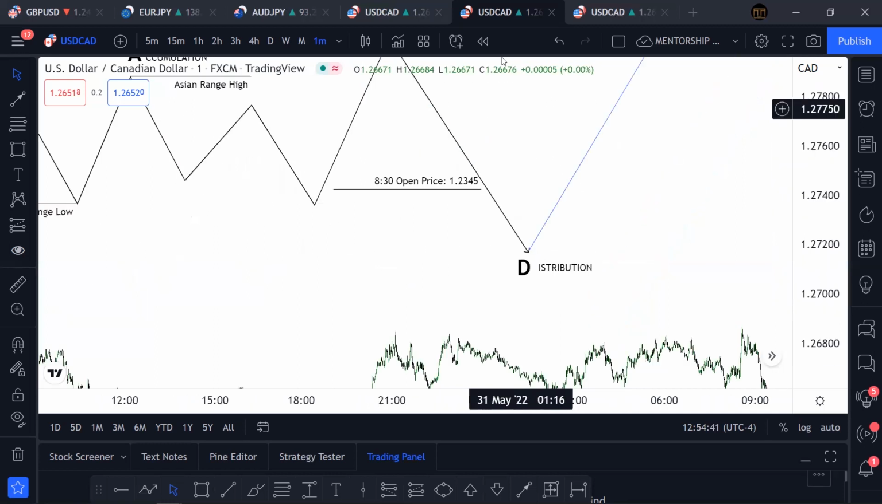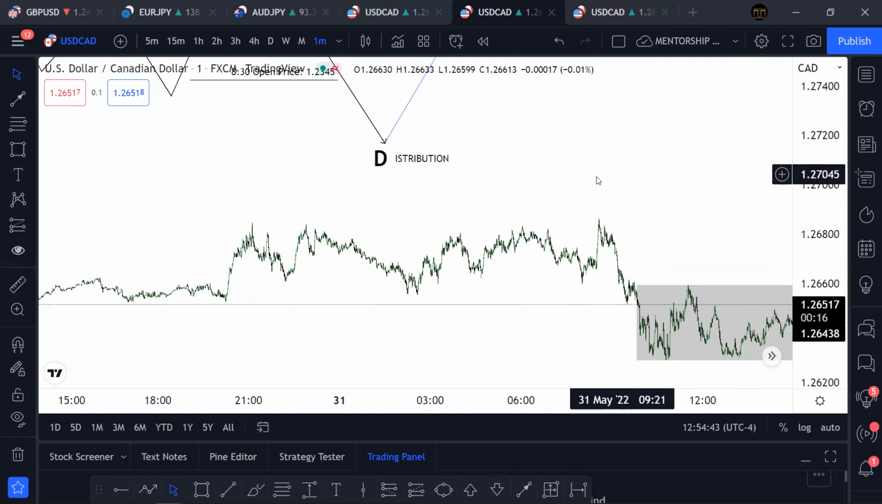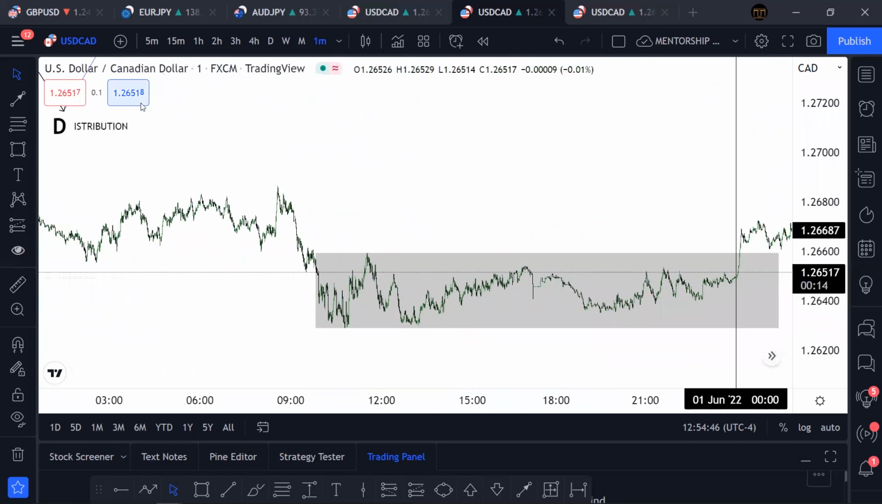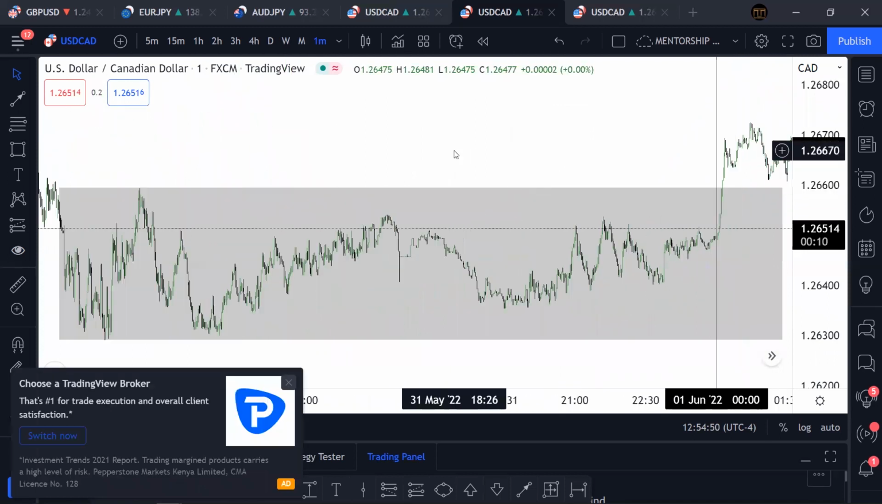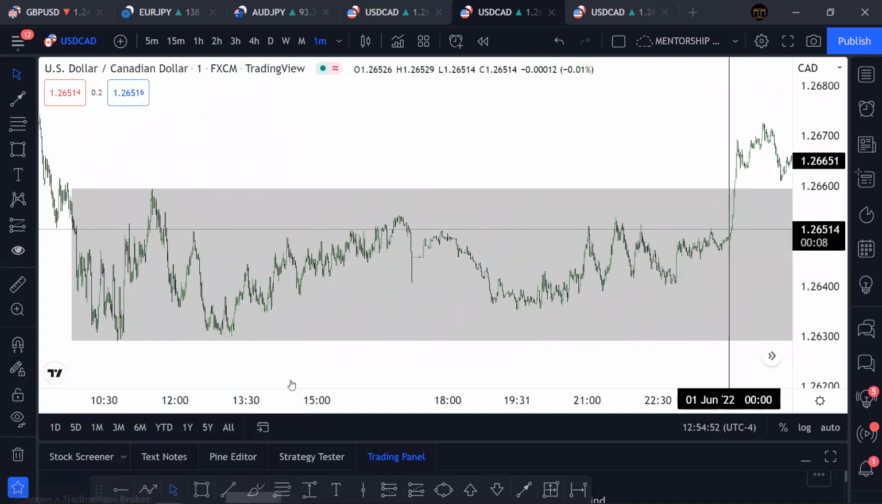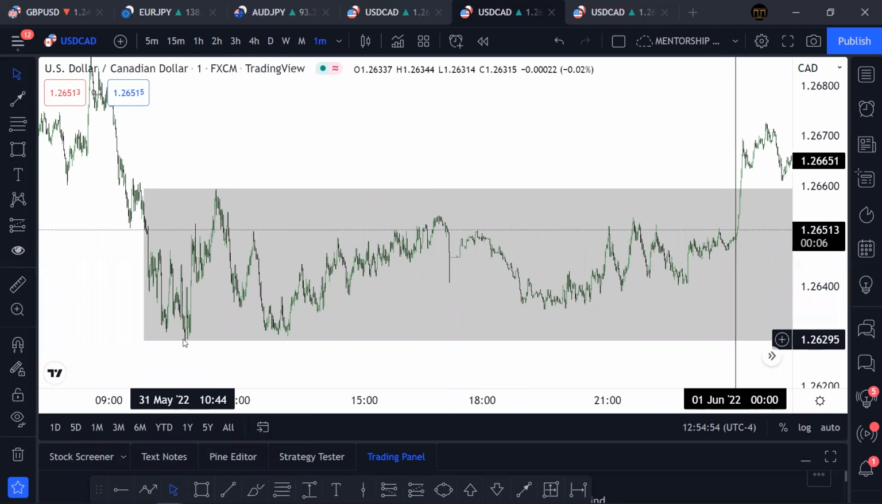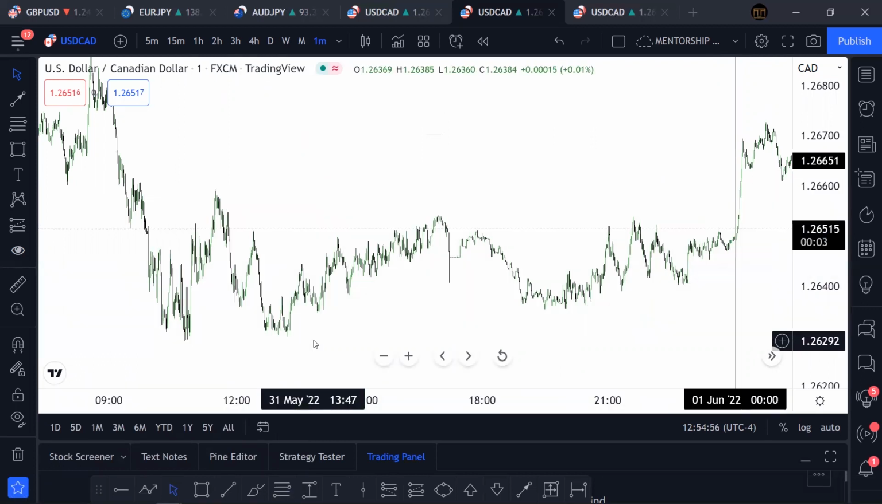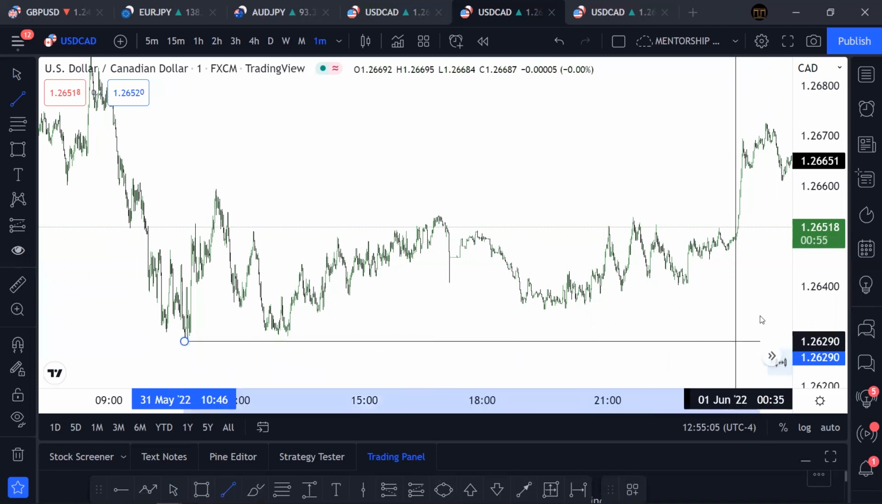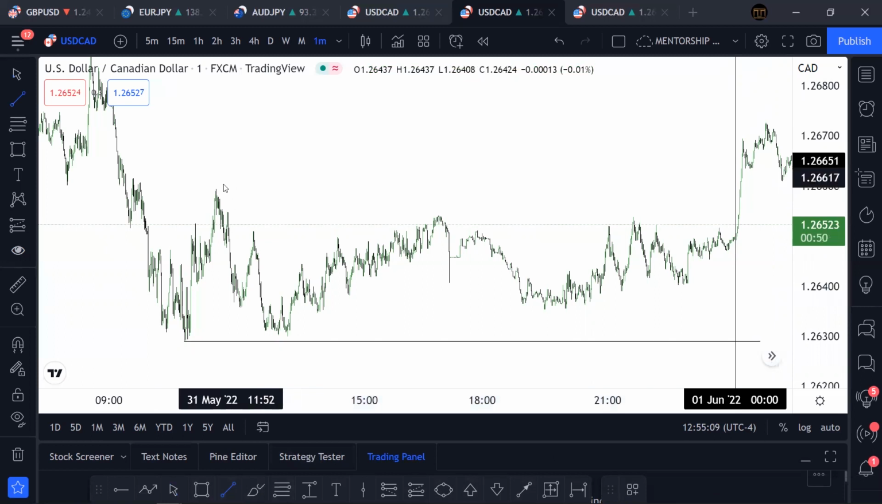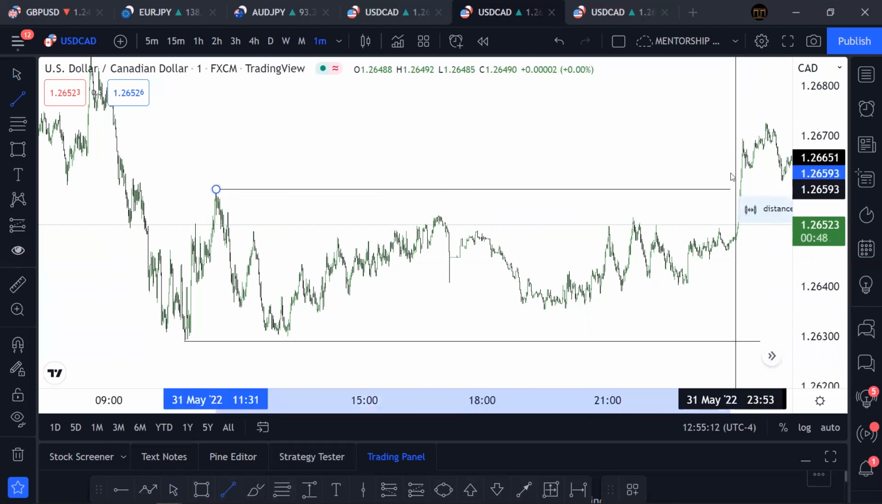So let me show you. This is what I have here on my screen. This is a 1 minute chart. In here, I have the Asian range low. Let me go ahead and mark the Asian range low and the Asian range high. So this is the Asian range low and this is the Asian range high.